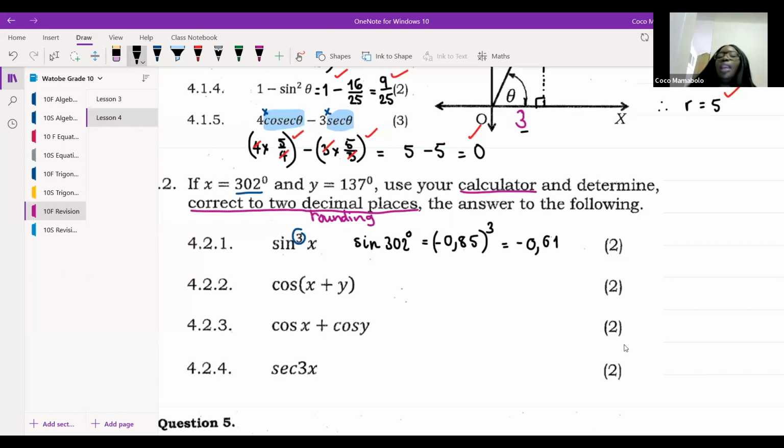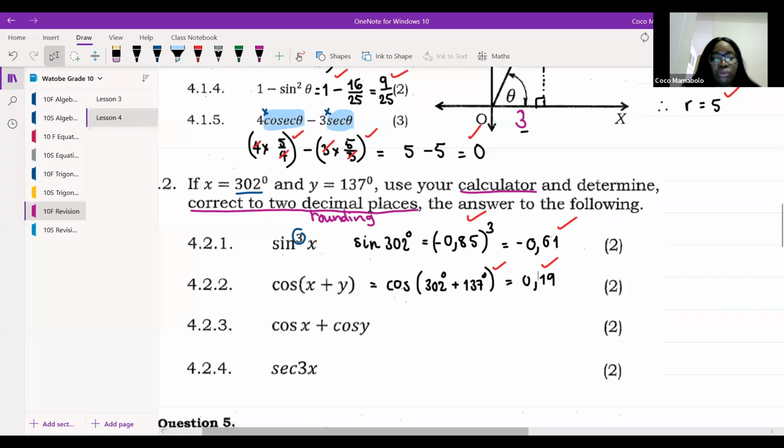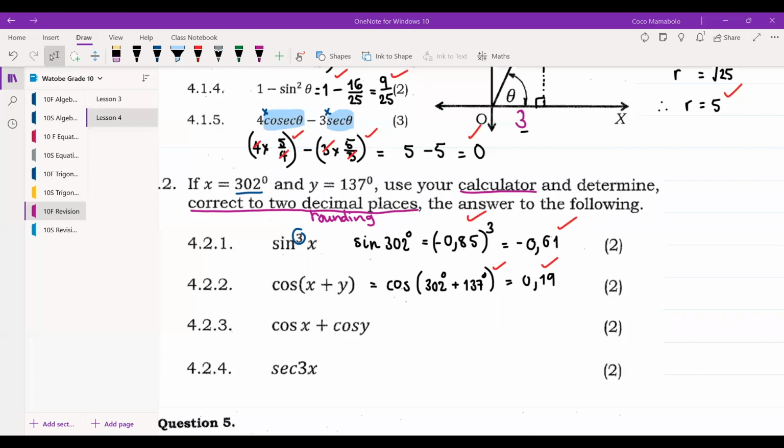Okay. Everybody with this question over here that says cos of x plus y, that's the same. We're just going to go cos of open brackets 302 degrees plus 137 degrees. And this is going to equal 0, 100% everyone. You can punch it into your calculator exactly the way it is. You don't even have to do much. You don't have to do anything. All right, calculate for 4.2.3 for me, please, guys.